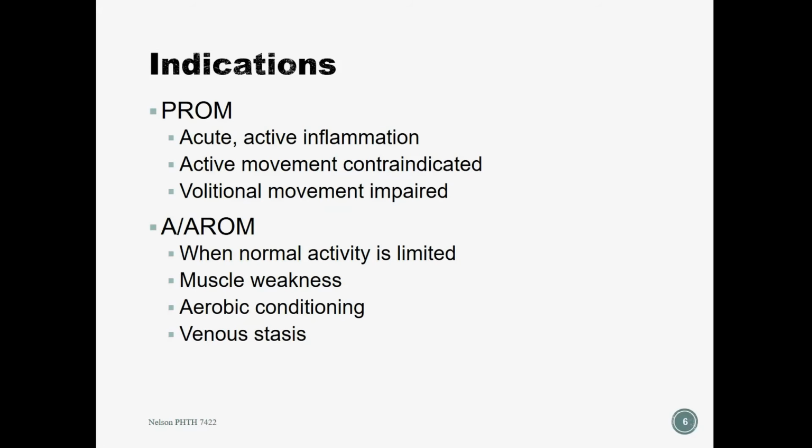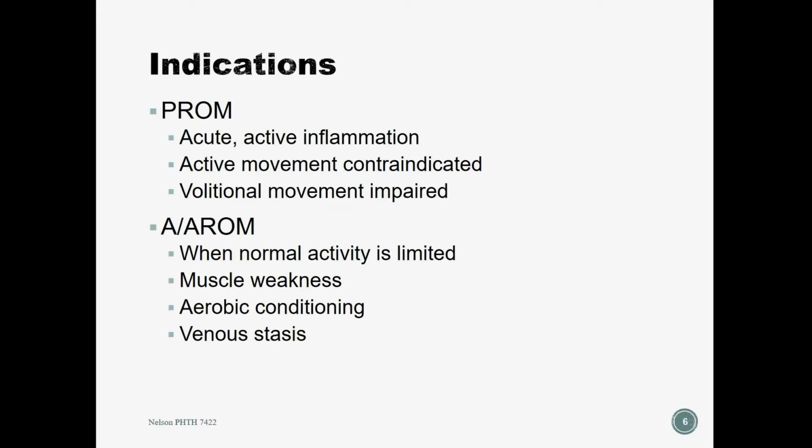What are the indications for range of motion? So we want to do passive motion when we have that acute situation, if active movement's not possible, or it's contraindicated. So maybe the patient has a nerve problem and they have no muscle function, then passive range of motion is going to be indicated in that situation.